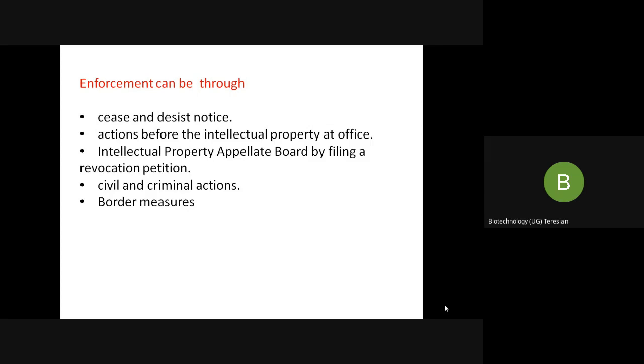in enforcing intellectual property rights. So enforcement can be by cease and desist, that is a written letter, or action before the intellectual property rights office or through the intellectual property appellate board, or you can take a civil and criminal action, or use the border measures.